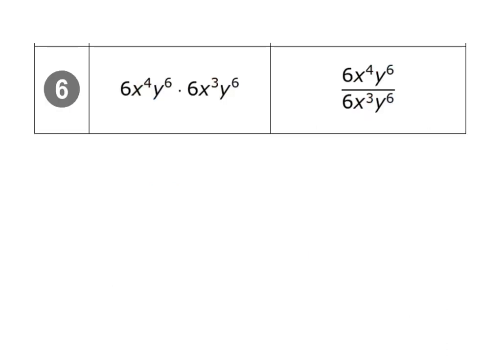This question has a little mix of everything. We've got some coefficients and we've got two different variables. So we'll handle them like we have in the previous examples. We'll deal with the coefficients in the multiplying by doing 6 multiplied by 6. That'll give us 36.